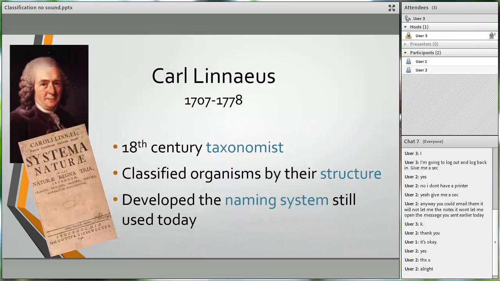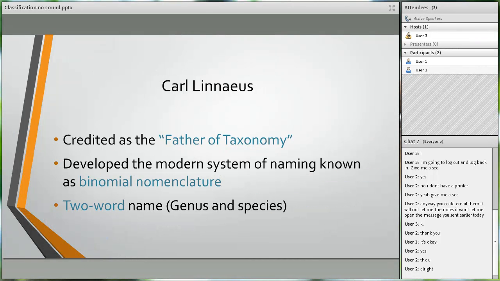Oh, sorry. Here's a picture. This is his publication that he created whenever he came up with his naming system. It was called Systema Natura. So we credit him as being the father of taxonomy. Even though Aristotle earlier did try to classify things, it was incorrect. So once Carl Linnaeus started classifying things based on their structure, we were able to get more correct names.